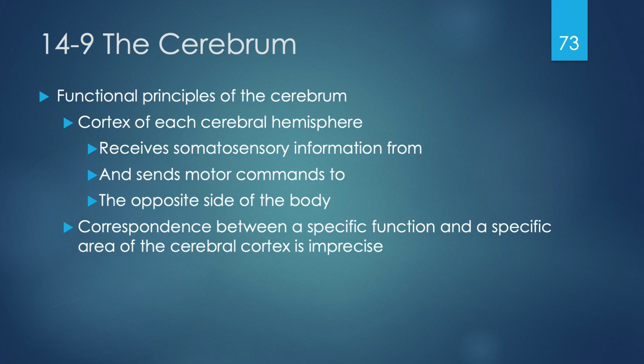So overall, what is the take-home? What does the cerebrum do? Well, the cortex of each cerebral hemisphere is going to receive somatosensory information from our body and then send the motor commands out to the opposite side of the body. And that's kind of a confusing thought, but the corpus callosum is there for a reason. It is there to help communicate information from one side of the cerebral hemisphere to the other side of the body.